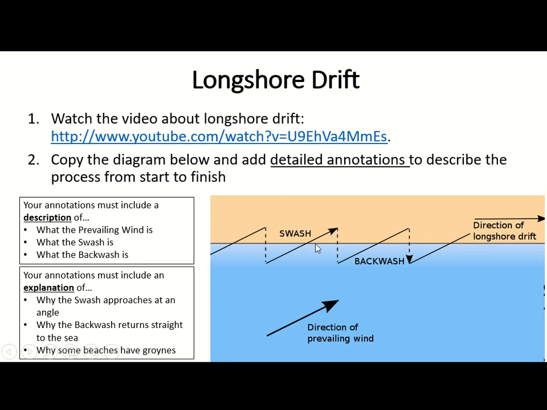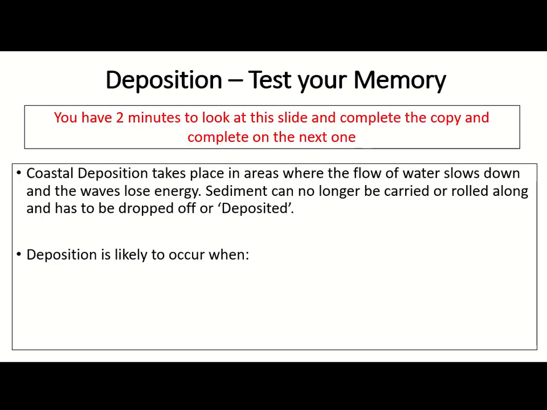Alright, so now we've got a diagram with labels and detailed annotations. So you've now got a fully annotated diagram about longshore drift. Now, I can't stress enough the importance of knowing the process of longshore drift because it forms the basis of explaining a number of landforms that you're going to be looking at in lesson 5. Okay, so just bear in mind this, you need to know this. Okay, if you're just finishing off the notes, please pause the screen, otherwise carry on.